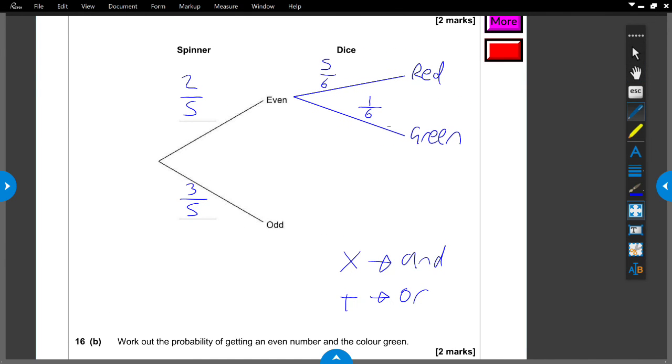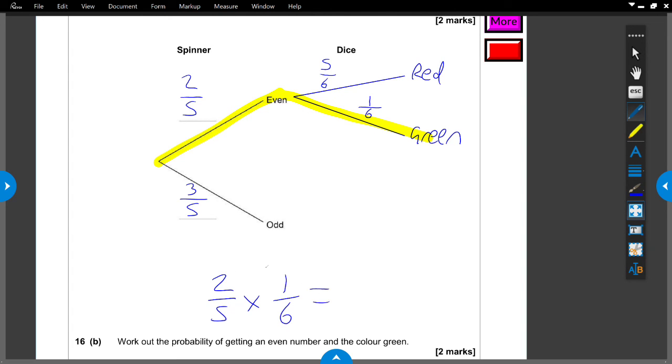So if we look up here, we're going to be taking the route along the tree diagram, but we have to get an even number. And then once we've got an even number, we have to get the colour green. So you can see that we need the probability of 2/5 and 1/6, which is going to be 2/5 times by 1/6. When we're timesing fractions, you times the numerators and the denominators, so 2 times 1 gives you 2, 5 times 6 gives you 30.